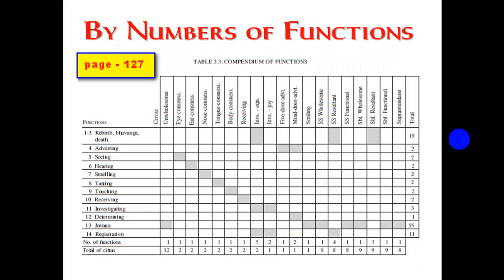Please turn to page number 127. This is a little bit complicated. As you know, we have 40 functions of the mind, right? So please look at page number 127. Rebirth linking function, bhavanga or life continuum, and death, right? So these are altogether 3 functions of the mind.